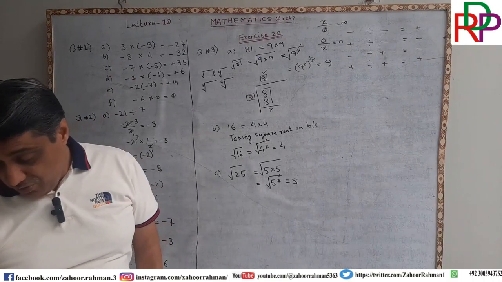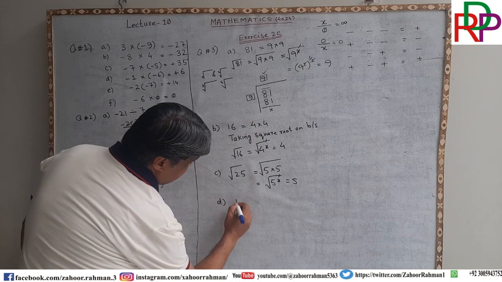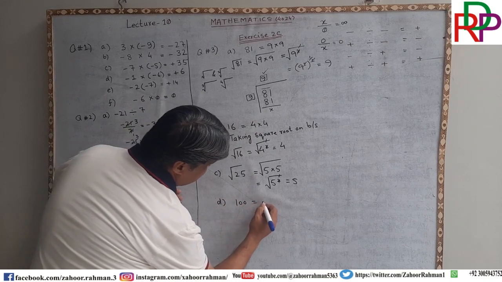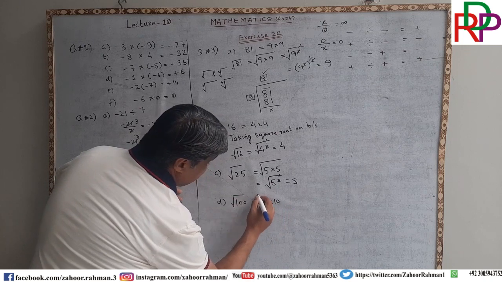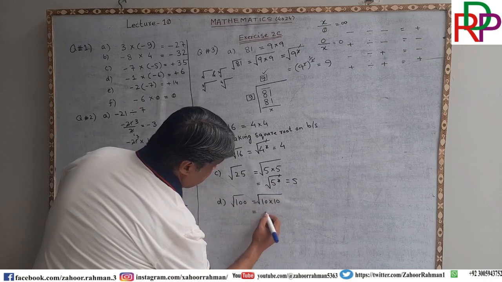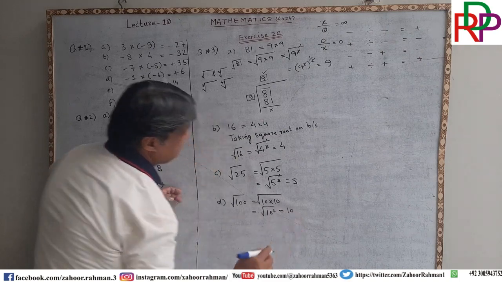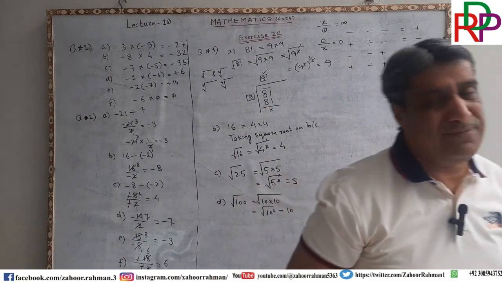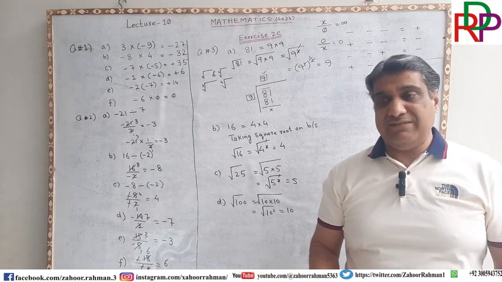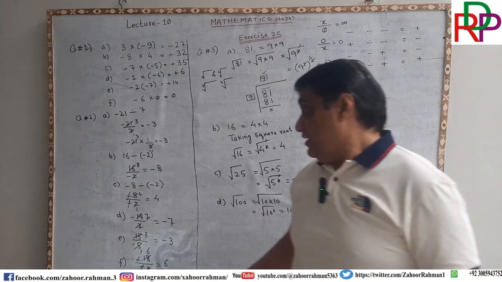So now we are finding D part, and that is 100, and 100 is equal to 10 multiplied by 10. Again taking direct square root. So it means that the answer is 10. That was easy because we did these sort of questions in the first chapter as well. So these are comparatively easy.